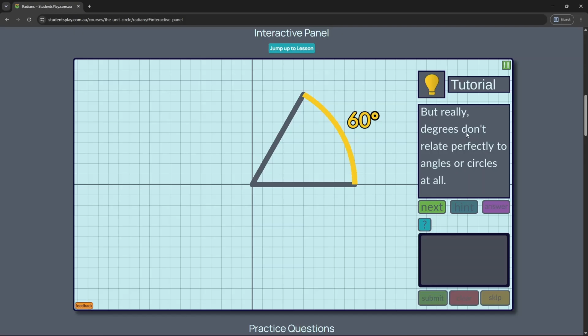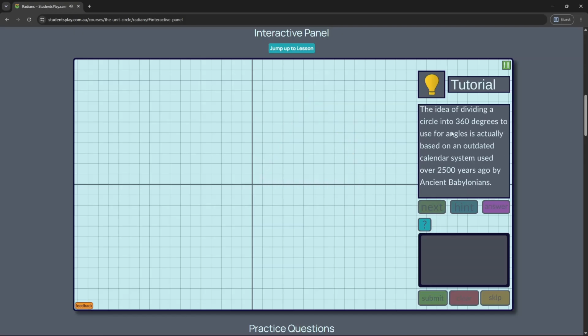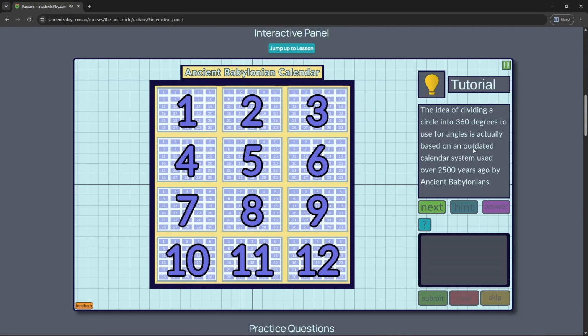But really, degrees don't relate perfectly to angles or circles at all. The idea of dividing a circle into 360 degrees to use for angles is actually based on an outdated calendar system used over 2,500 years ago by ancient Babylonians. Right, this is the ancient Babylonian calendar. It's something like this.